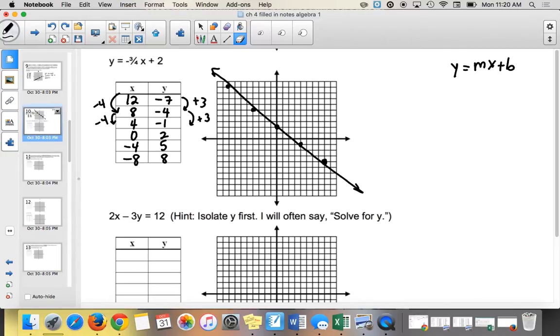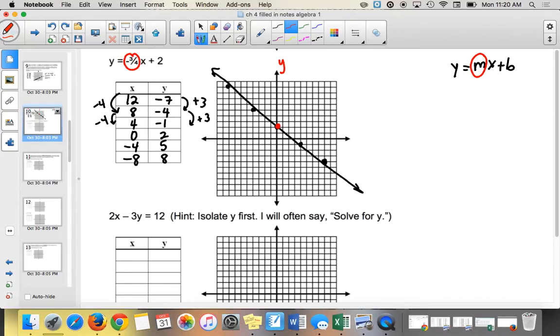So which one's the y-axis, the horizontal one or the vertical one? The vertical one, the y-axis. And where does it cross? It crosses right here at 2. And then the m is what we call our slope. So it's our key. Our slope, in this case, is negative 3/4.